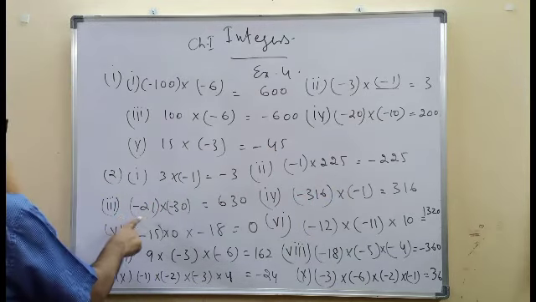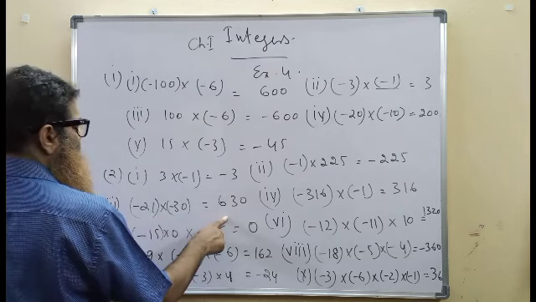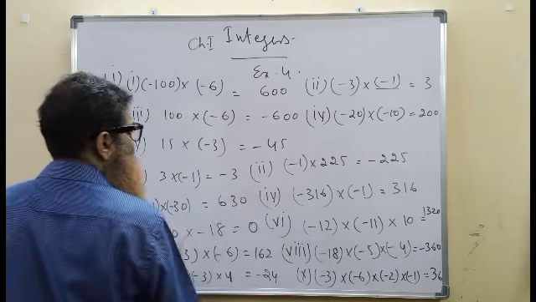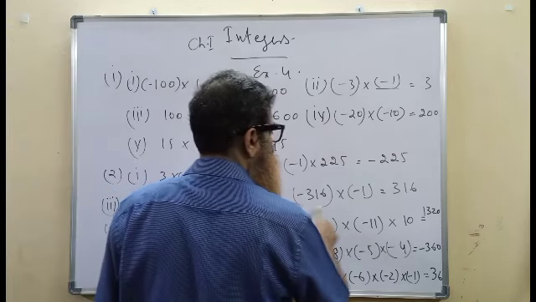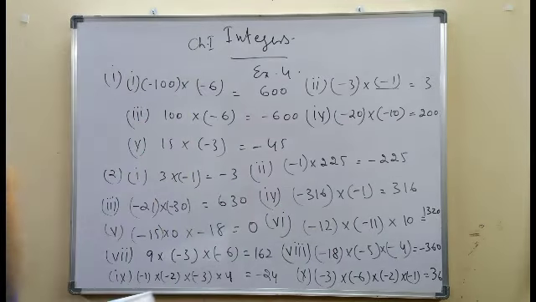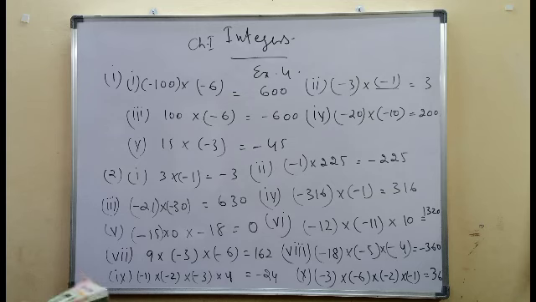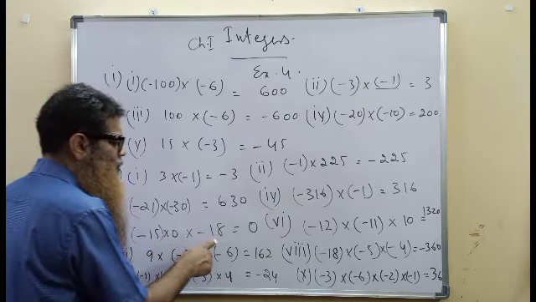Third bit, minus 21 into minus 30, two negative integers give a positive integer. 21 into 30 is 630, a positive integer. Fourth bit, minus 316 into minus 1, two negative integers, again the result is a positive integer, 316. Fifth bit, there are three integers multiplied with each other, but there is a 0 here. So when anything is multiplied by 0, we get a 0. Minus 15 into 0 is 0. 0 into minus 18 is 0.